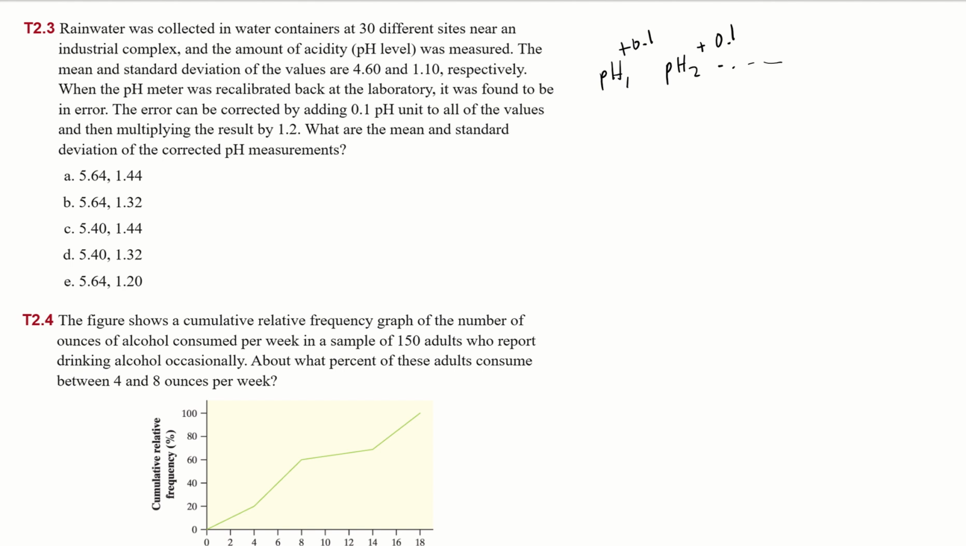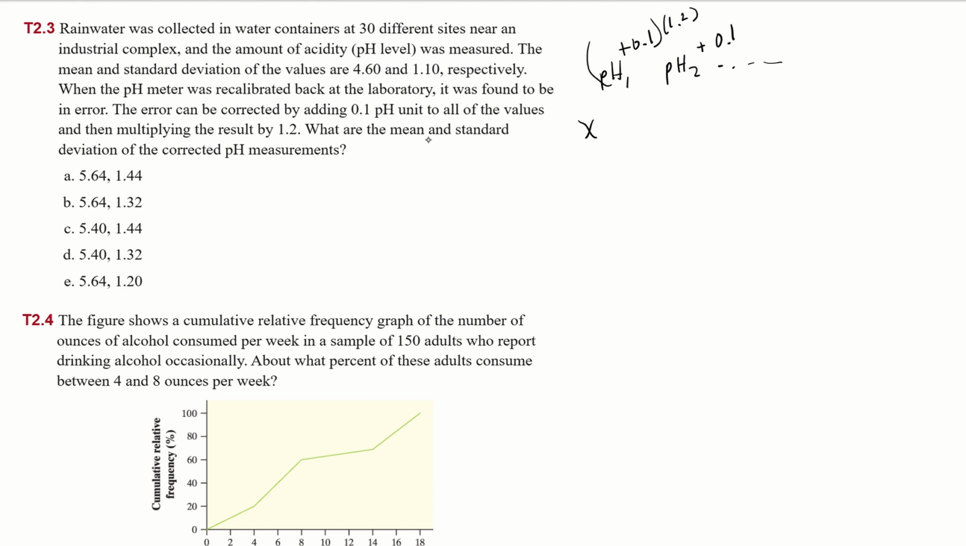You also got to understand that if I multiply each of the data points by a number, that's also going to multiply the mean by that result, okay? So here we're adding 0.1 and then multiplying by 1.2. So I'm doing this and I'm multiplying that result by 1.2. So that's what I'm doing for each of these. That's going to affect the mean just as equally.